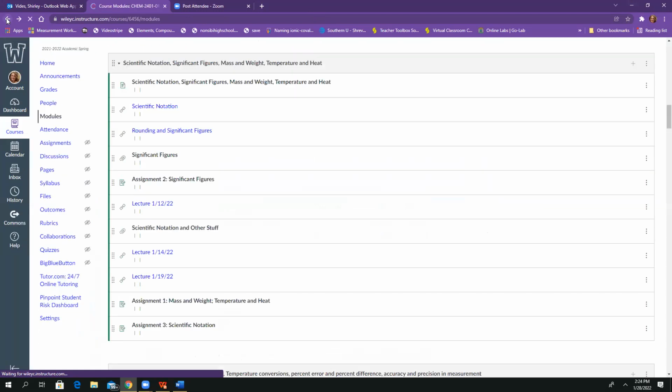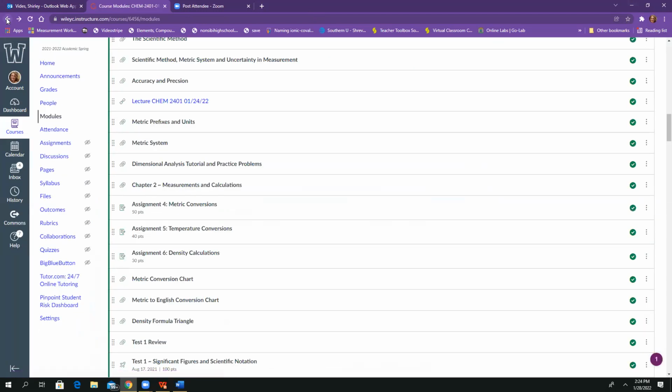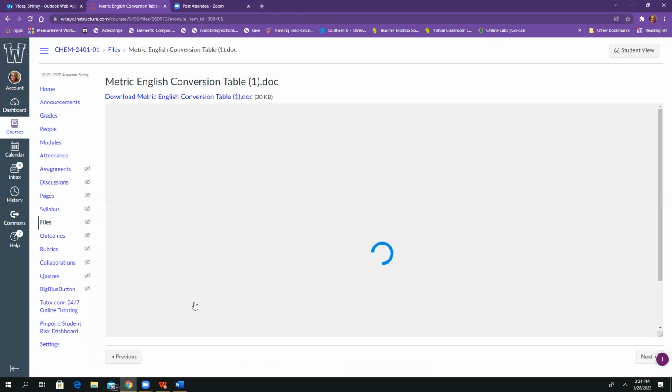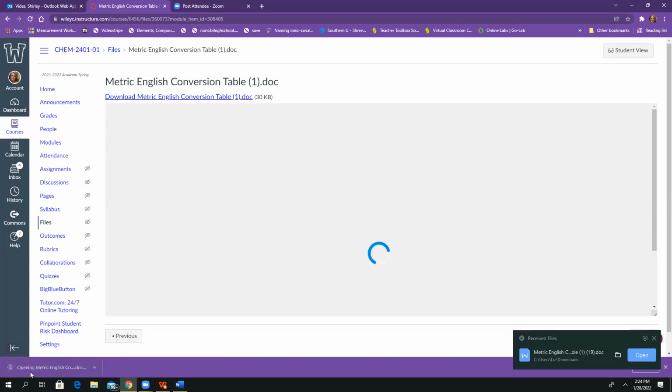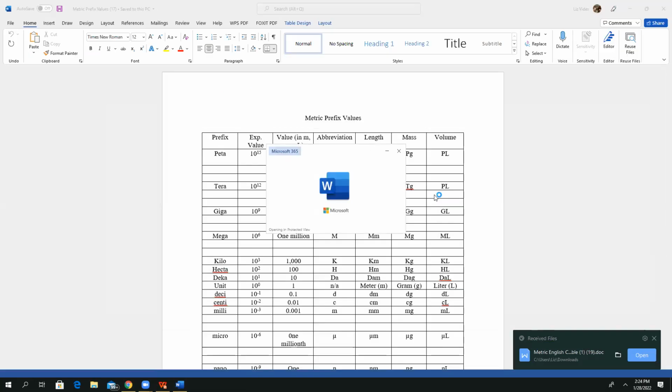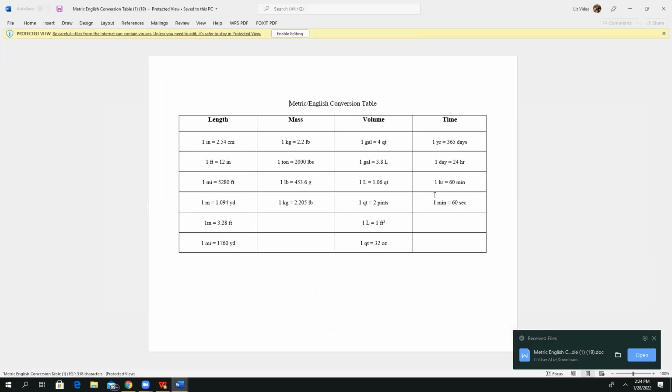Actually, I probably should have just gone after that one, but that's all right. It's the metric to English conversion chart. And this one, we always keep adding to it. You can always add to it. Let me download it because this is going to take too long. Here it comes. Okay. So like I said, we always add to it.